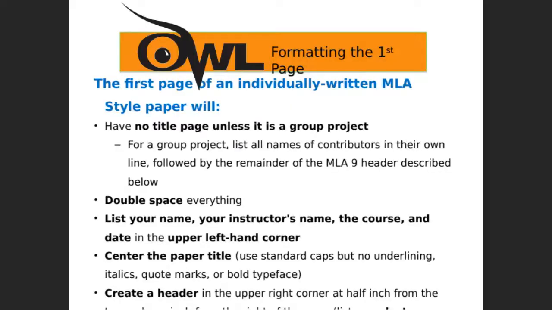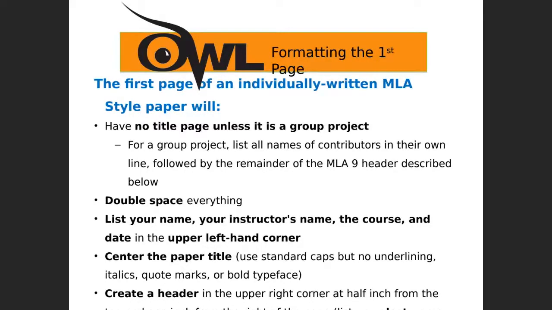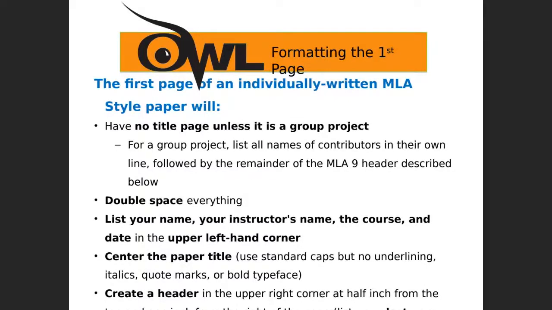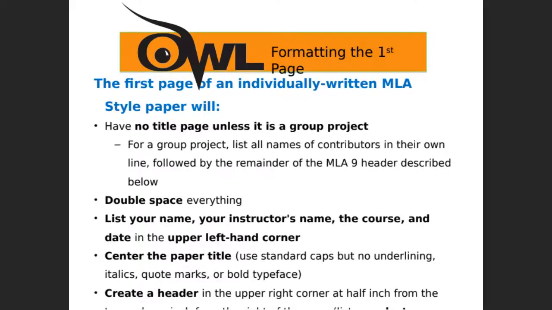So the first page of an individually written MLA style paper will have no title page unless it is a group project. So that's something to know. You will not have an independent title page. It's going to simply almost be some sort of header. But with a group project, if you have several people, you're going to have an independent page.